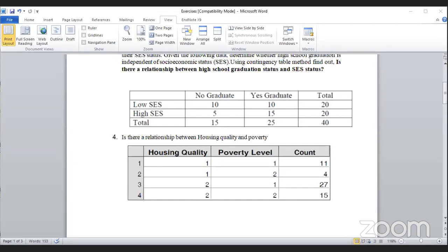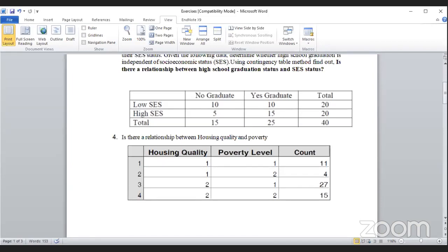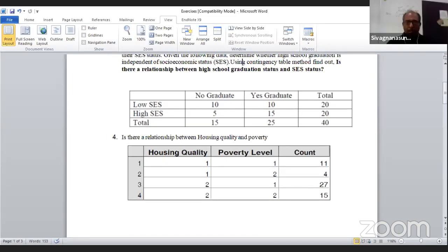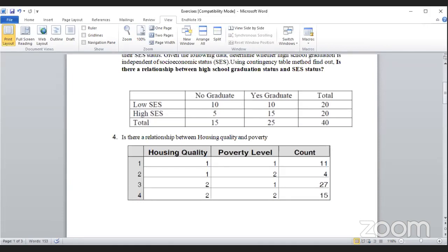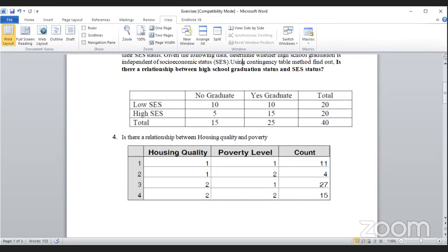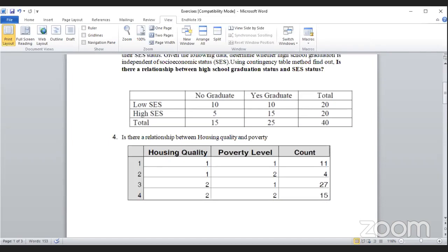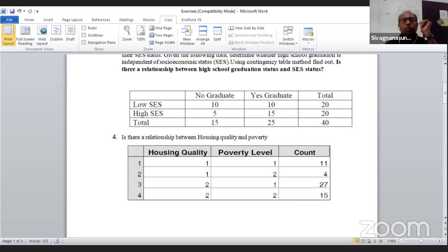Sir, null hypothesis: there is no association between the variables housing quality and poverty level. Yes, sir. Significance value, p value, 0.381. So what is your conclusion? Therefore, null hypothesis is accepted. Yeah, H naught is accepted. So there is no association between housing quality and poverty level.